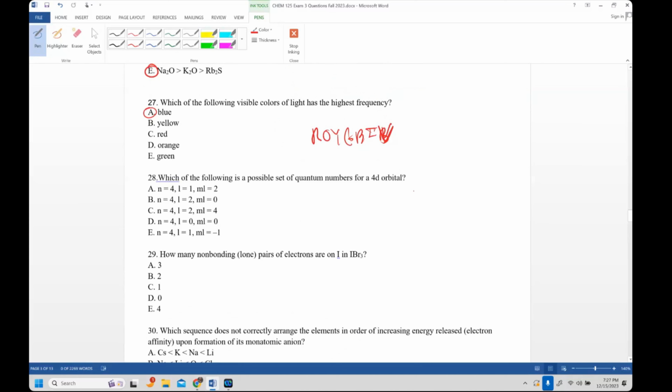All right, so which of the following is a possible set of quantum numbers for a 4D orbital? So for 4D, n equals 4, L equals 2, since L equals 0 is the S, L equals 1 is P, L equals 2 is D. So we need that as the quantum numbers. So automatically A is not correct, D is not correct, and E is not correct. And we need our ML. Our ML value could either be -2, -1, 0, 1, or 2. So it looks like C is also out because ML is equal to 4 here. So B is our answer.